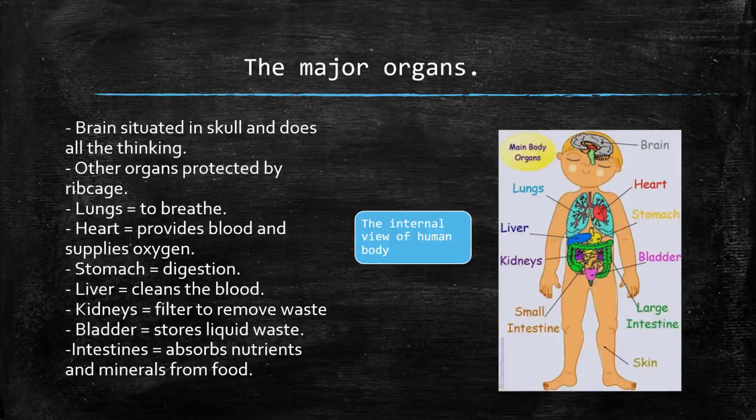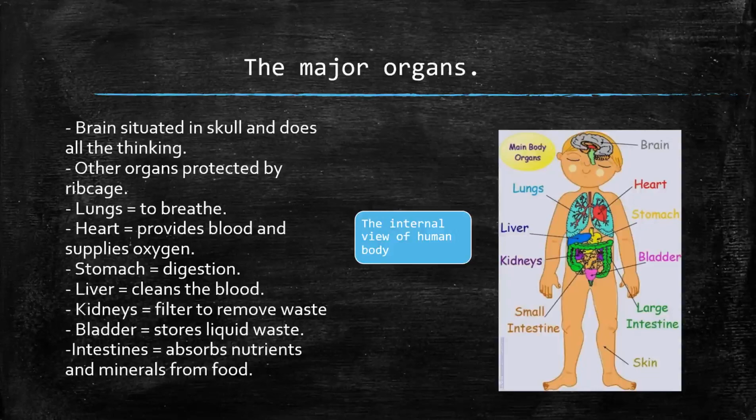There is the small intestine and the large intestine. The small intestine and large intestine basically perform the function of absorbing all the nutrients and minerals from the food, and then the waste goes out of the body.